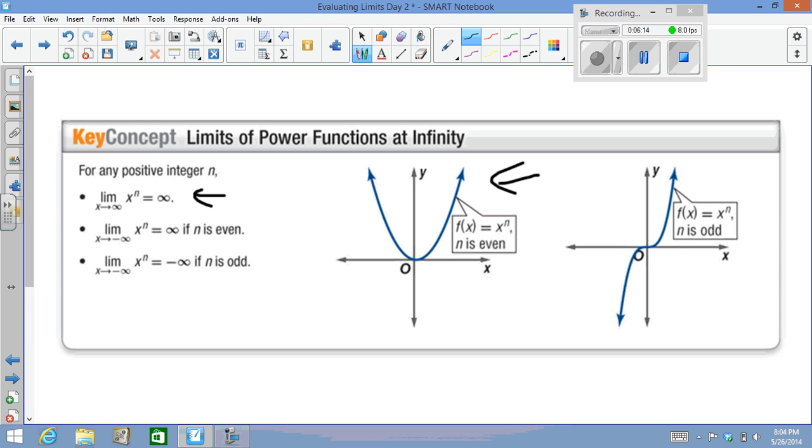If n is odd, we know that as x gets bigger and bigger, it's going to go up on the right and down on the left. But we're going for negative infinity. So since it's going down and I want to know what is going to happen as x goes to negative infinity, my answer is going to be negative infinity. So we're going to use those in a problem when we start talking about polynomials.